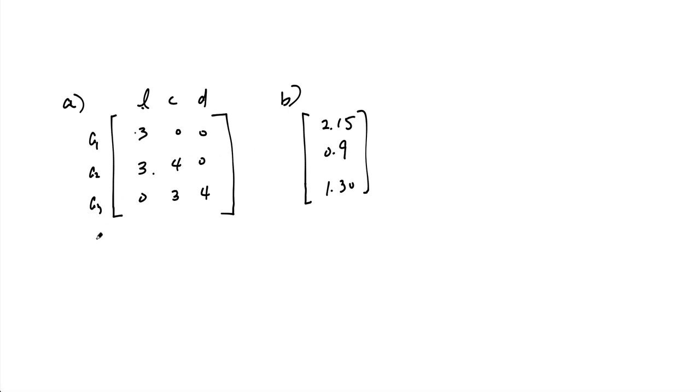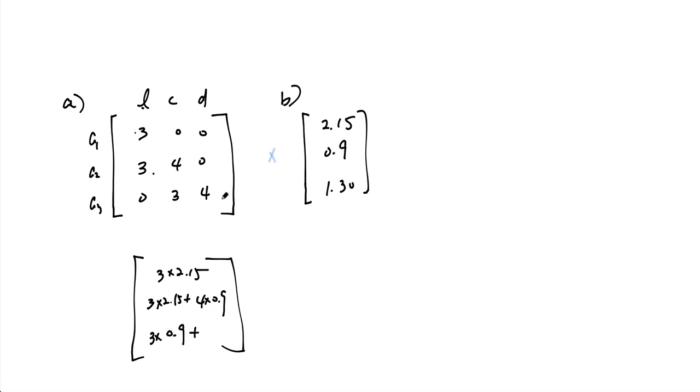Okay, so the final cost of the arrangements, if you just multiply these two, this with this, right? So the first arrangement will cost 3 times 2.15. The second will cost 3 times 2.15, plus 4 times 0.9. And the last one is 3 times 0.9 plus 4 times 1.3.